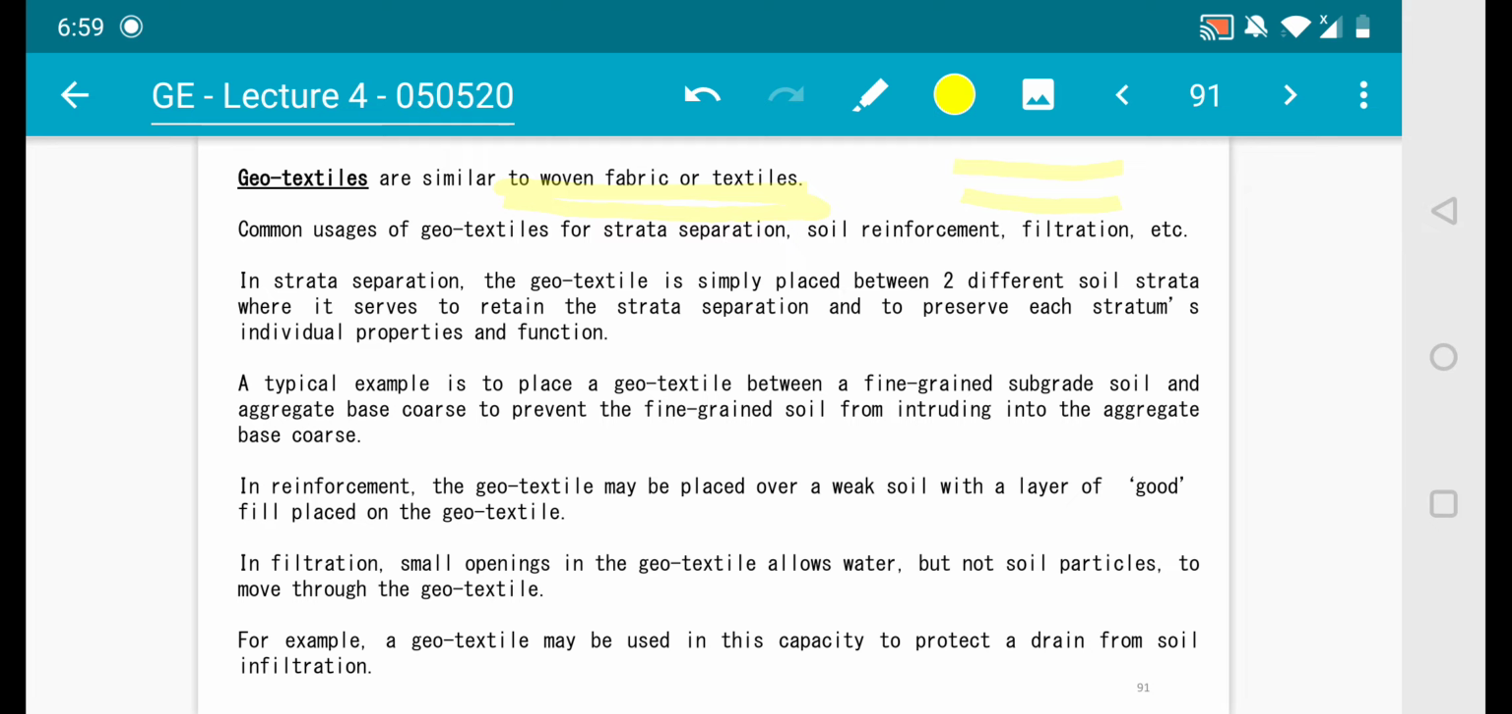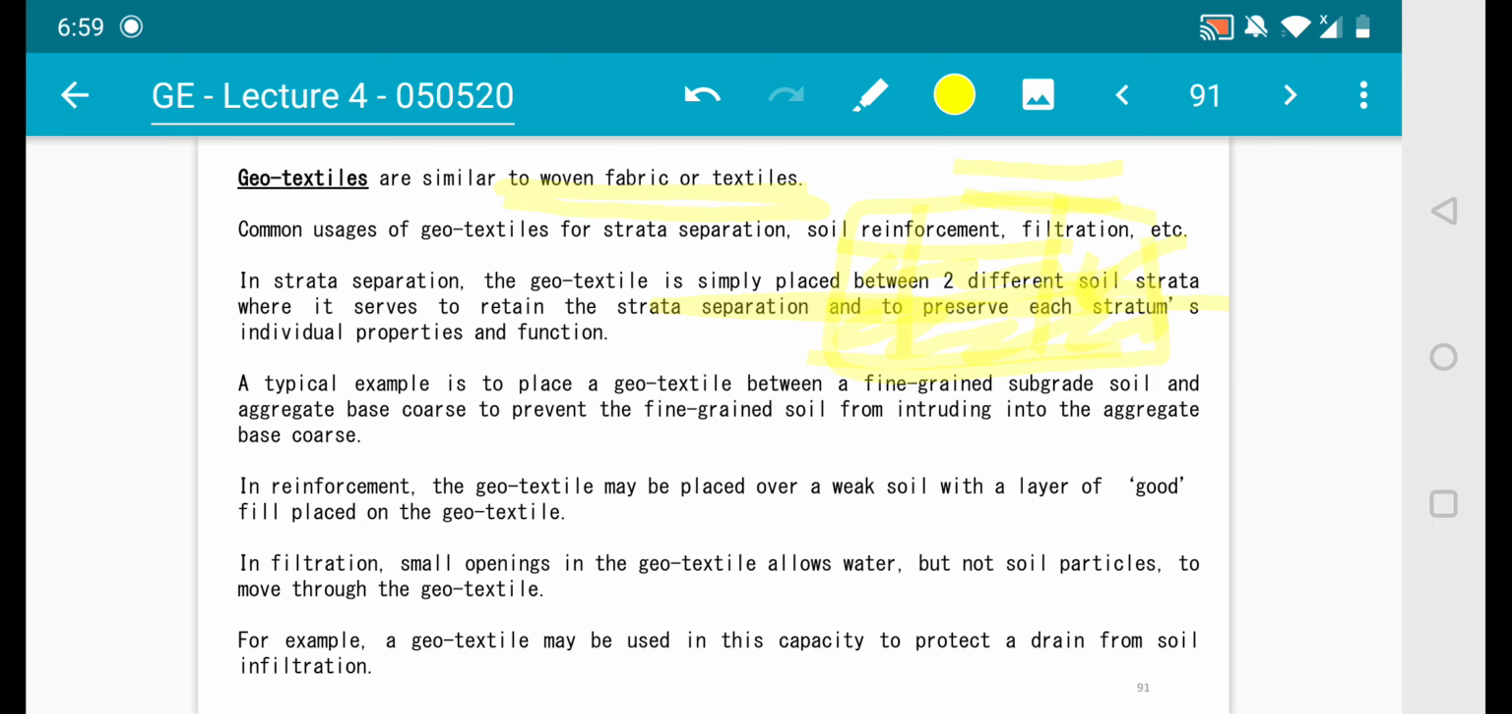In strata separation, the geotextile is simply placed between two different soil strata where it serves to retain the strata separation and to preserve each stratum's individual properties and function. This is when you have layers of soil and the layers are separated by geotextile. So this is strata separation. A typical example is to place a geotextile between a fine-grained substrate soil and aggregate base course to prevent the fine-grained soil from intruding into the aggregate base course. So the coarse is here and the fine grain is here. You have your separation in between.